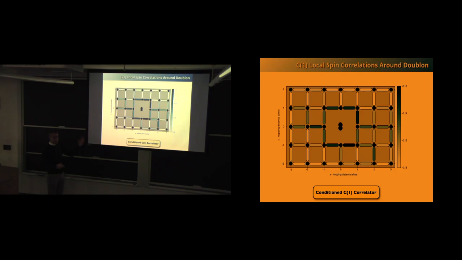It can roam around in the system, and if we just find one, we center the coordinate system on that, and then we measure what the correlations are around this doublon. These are magnetic correlations between this spin, indicated by the bonds, and the color tells you how strong the antiferromagnetic correlations are. And you can already see from the C1 correlator here that we see a reduction, a modification of the magnetic environment around this doubly occupied site.